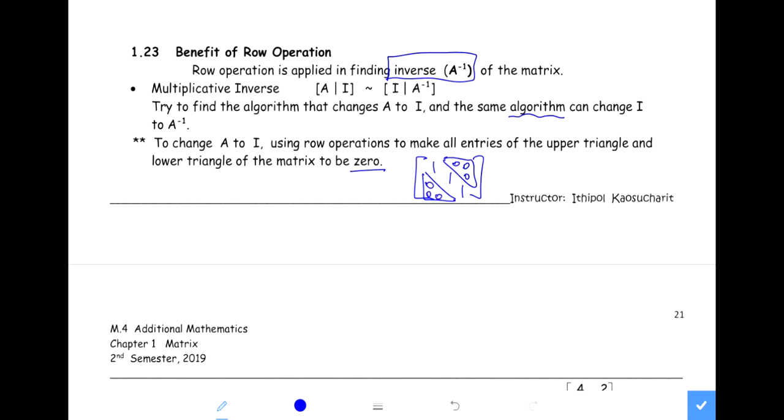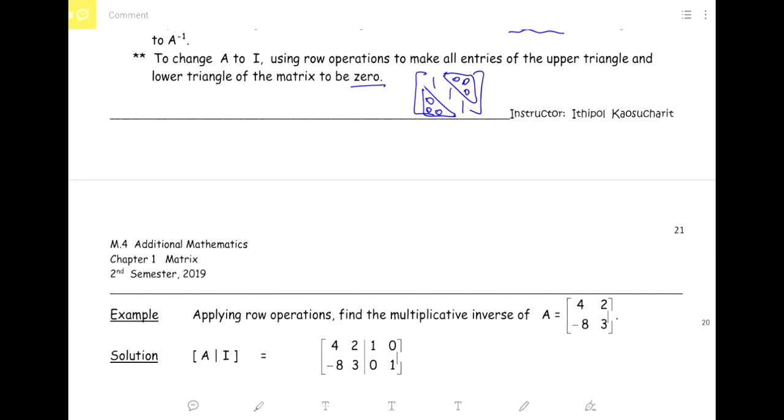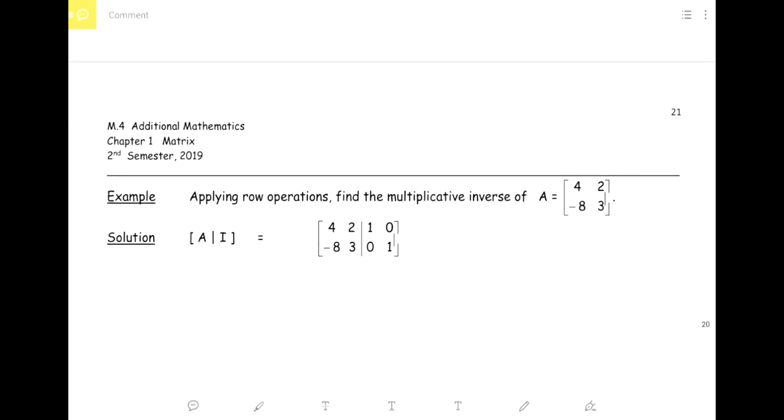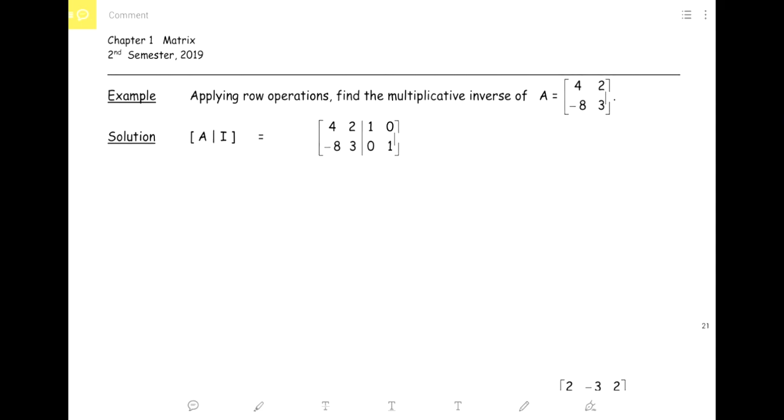Look like pizza. I'm so hungry. Look like pizza. If you are good boys, if you are good girls, when the class is over, maybe when the midterm is over, I'll buy pizza for you. Okay? Because I like pizza.